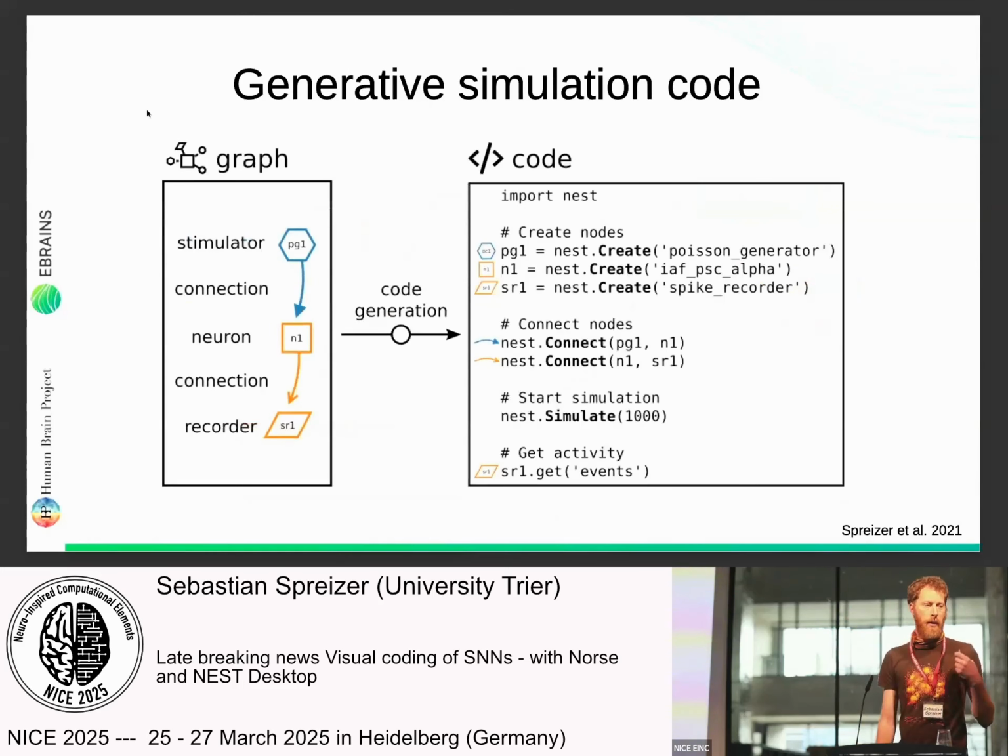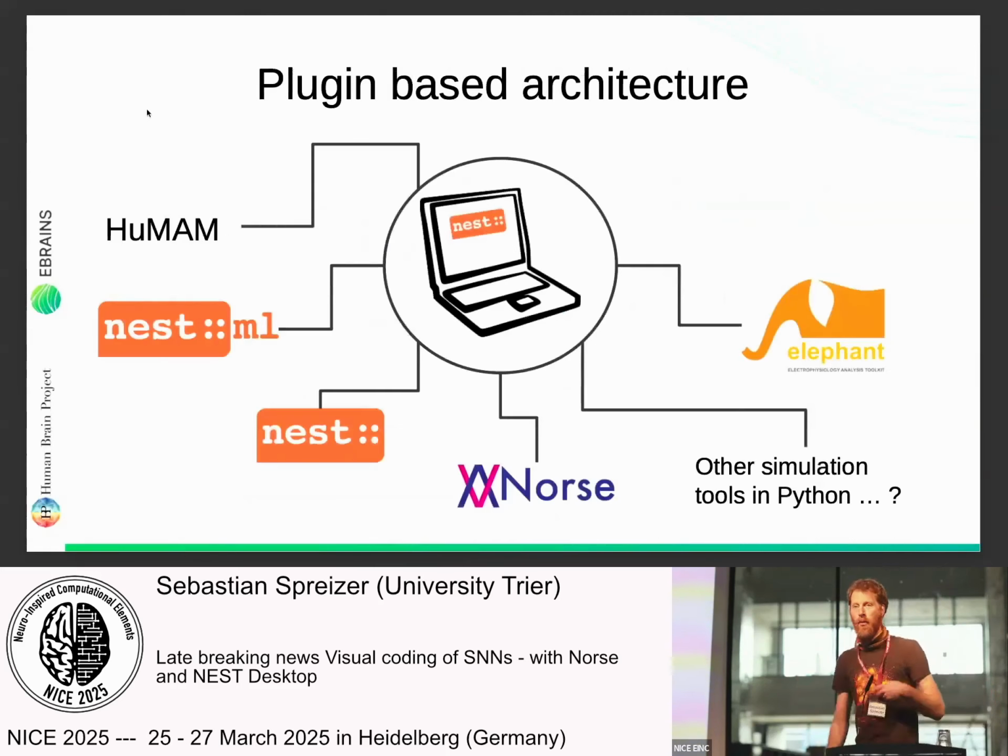NEST Desktop actually generates simulation code based on the network graph. You have different components of the graph, and it generates this Python code. This Python code will be sent to the backend. I'm working on a plugin-based architecture of NEST Desktop, which means I can connect with different backends using NEST or with Norse. Norse is a Python package for spiking neural networks, using PyTorch.